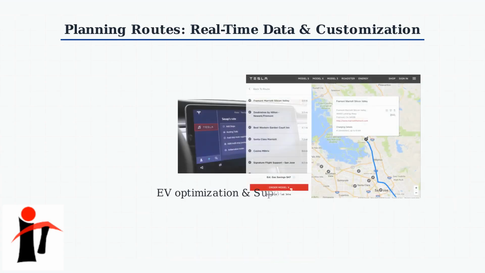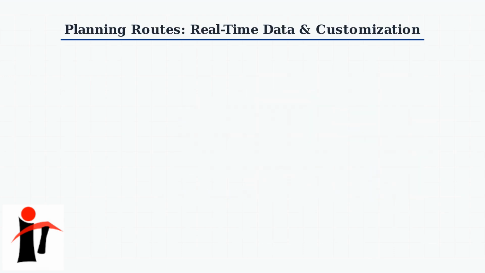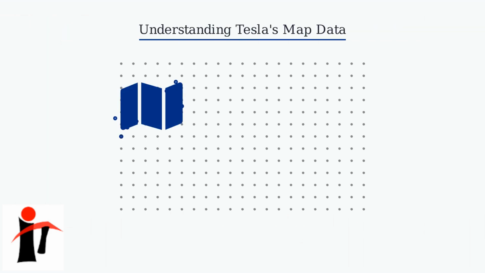For electric vehicles, the system optimizes for battery range and suggests supercharger stops along the way, providing estimated arrival times. Tesla uses its own proprietary map data, which is crowdsourced and updated in real time via user data. This ensures accuracy and responsiveness. The maps prioritize safety by highlighting high-risk zones.